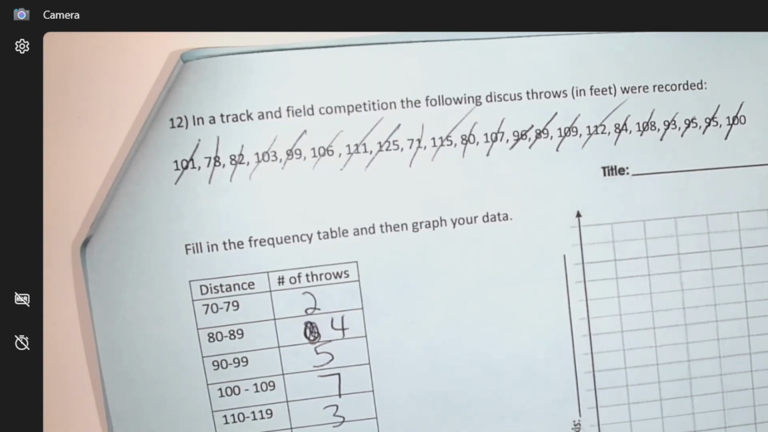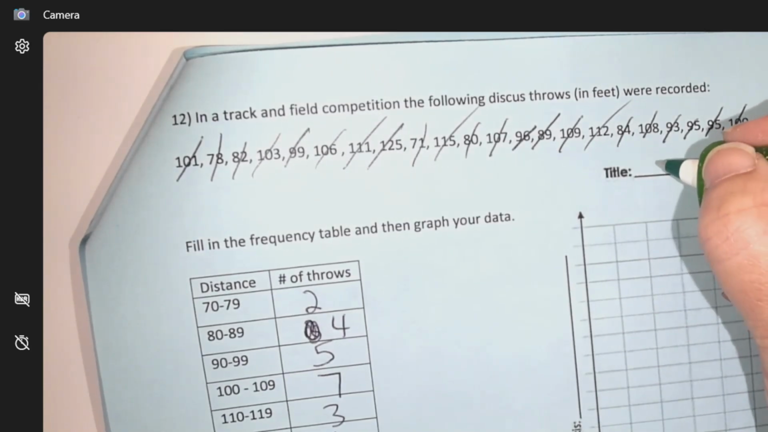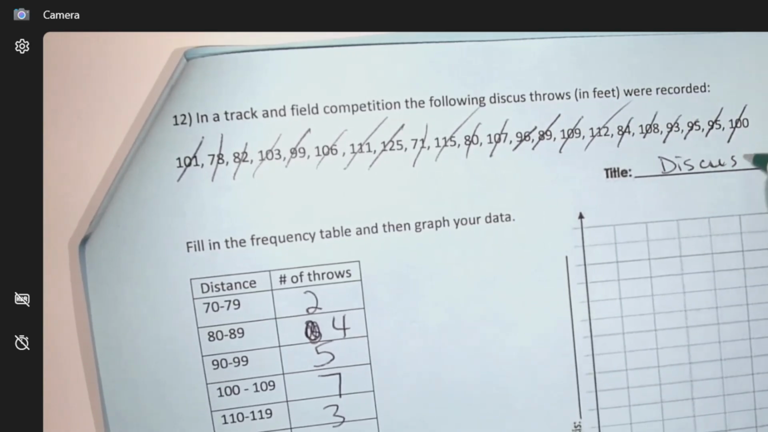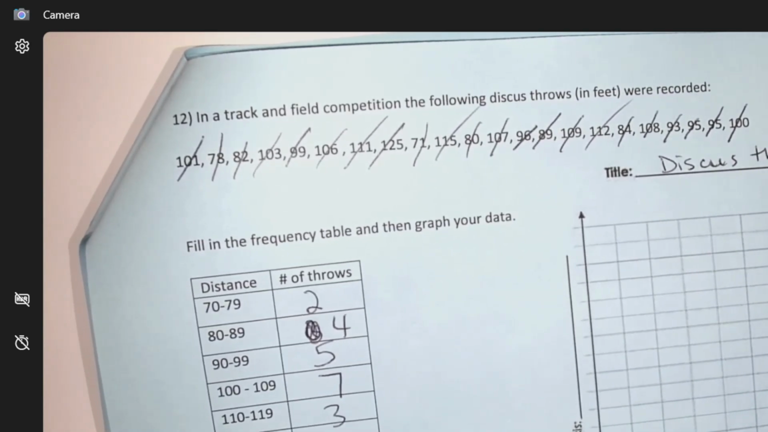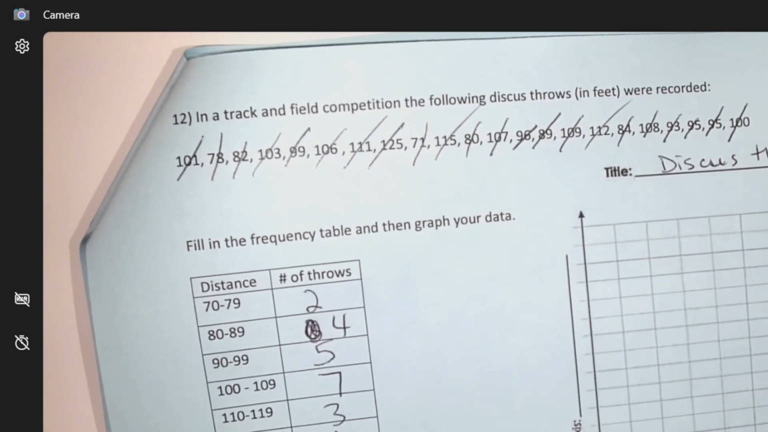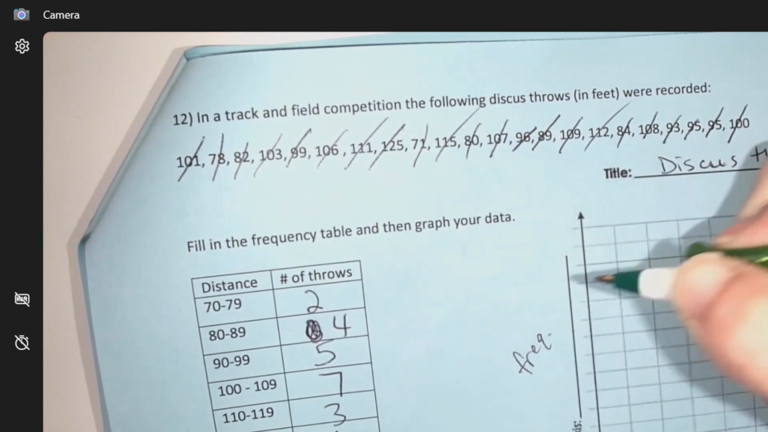Okay, so we're going to graph this. I need a title: Discus Throws. We're going to put the distance at the bottom, because that's what we're talking about, and the frequency at the top.